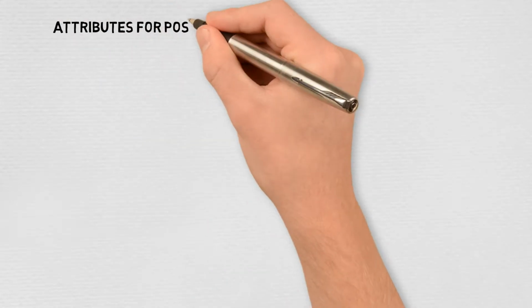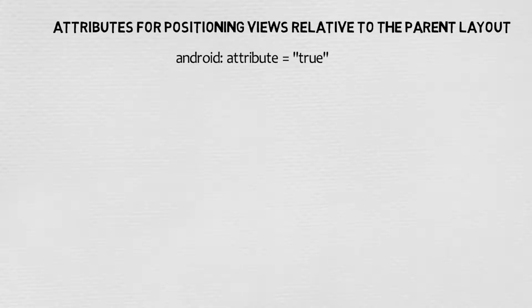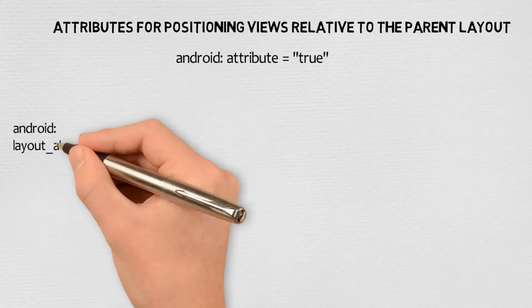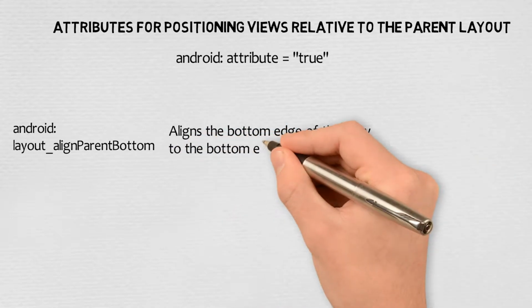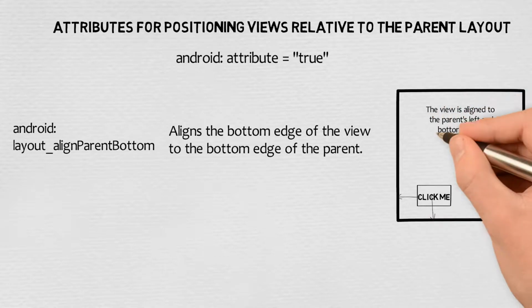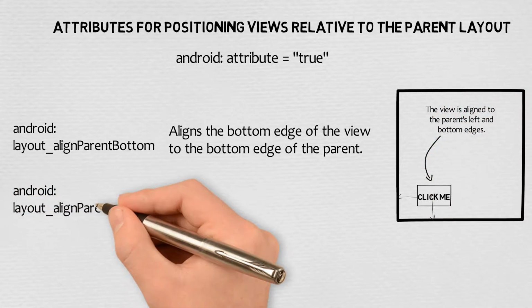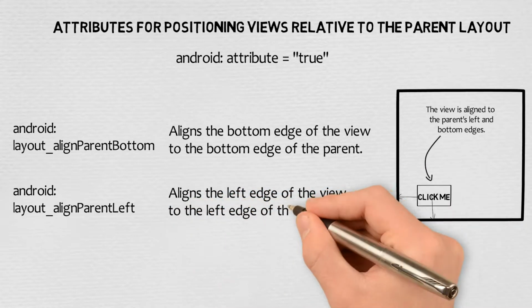Let's look at some of the most common attributes for positioning views relative to their parent layout. Add the attribute you want in the view you are positioning, then set its value to true. android:attribute equal to true. android:layout_alignParentBottom aligns the bottom edge of the view to the bottom edge of the parent. android:layout_alignParentLeft aligns the left edge of the view to the left edge of the parent.